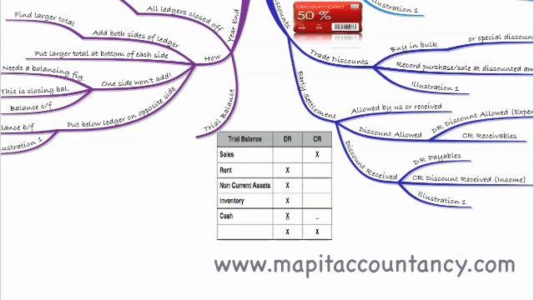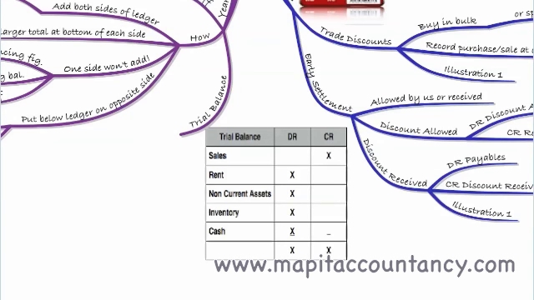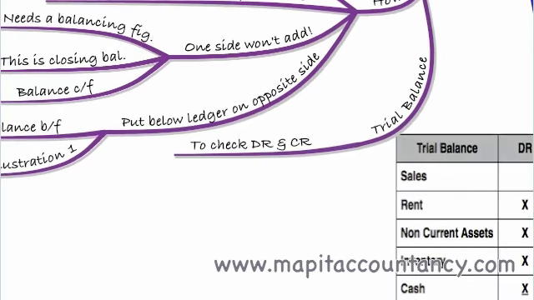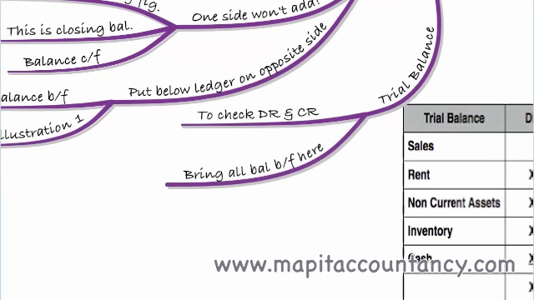So we're going to have a column, as we can see here, one for debits and one for credits. Sales, for example, will be a credit balance, so we'll bring it in on the credit side. Rent will be a debit, non-current assets will be a debit, as will inventory and cash. Everything that we have balanced off, all of the accounts that we have balanced, we'll bring in here. And remember, it's to check our debits and credits. So bring all of the balance brought forwards here from each ledger account. Make sure you get them on the right side, the debits and the credits.